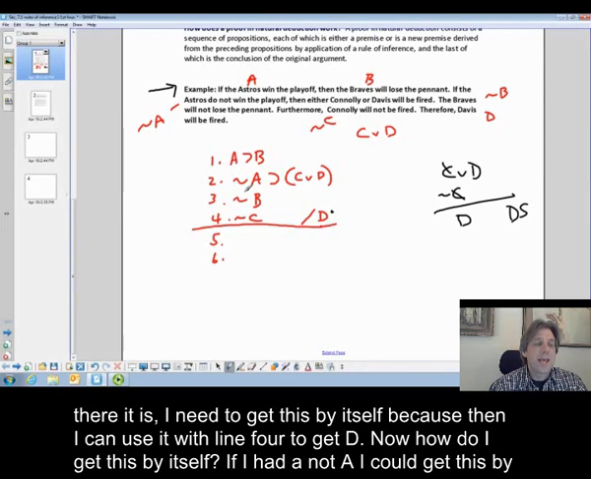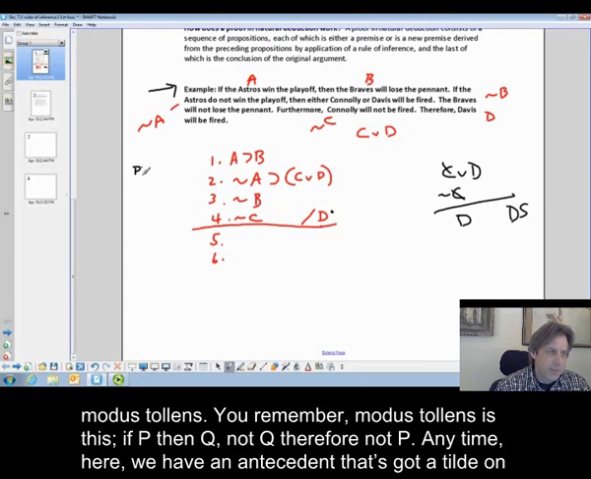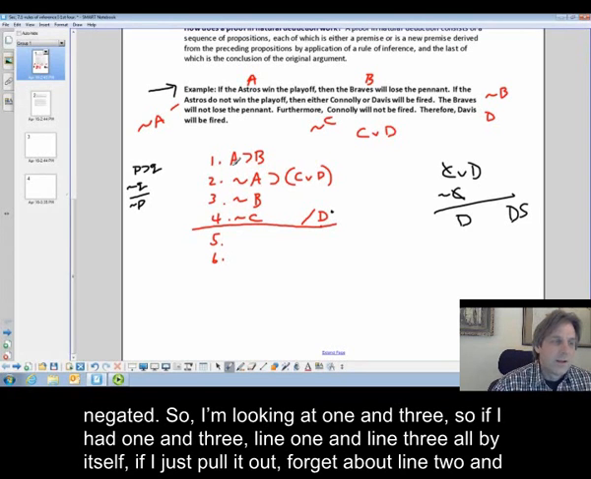Now how do I get this by itself? If I had a not A, I could get this by itself through modus ponens. So there's no not A by itself right now, but can I get a not A? If I use line 1 and line 3, I could get a not A with modus tollens. You remember, modus tollens is this: if P, then Q, not Q, therefore not P, right? Anytime we have an antecedent that's got a tilde on it, modus tollens is one of the best ways to get an antecedent of a conditional negated. So I'm looking at 1 and 3.